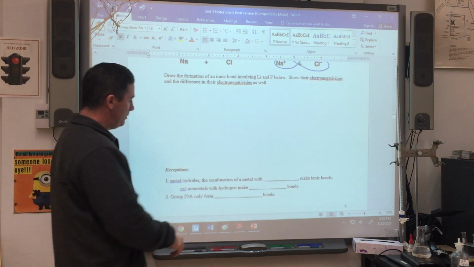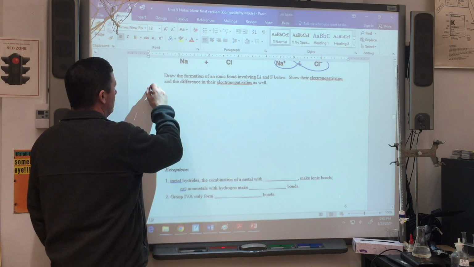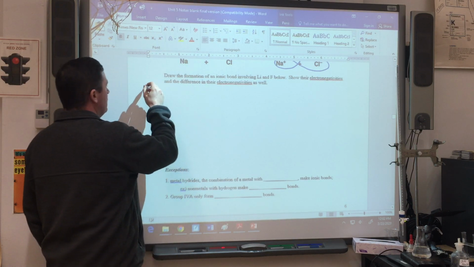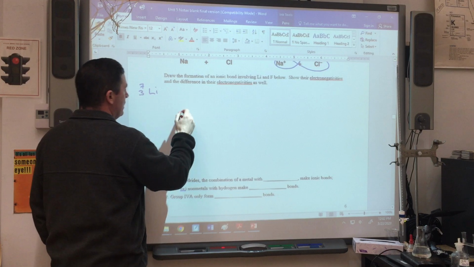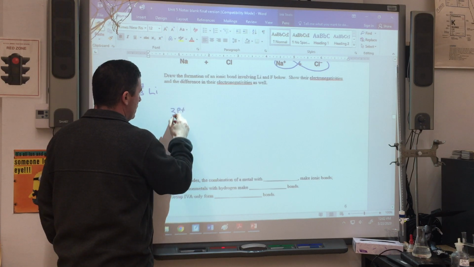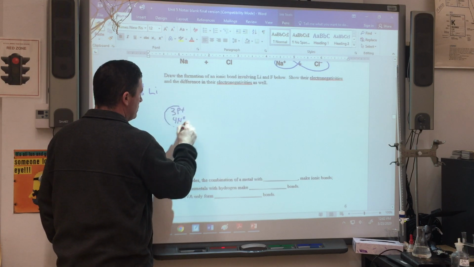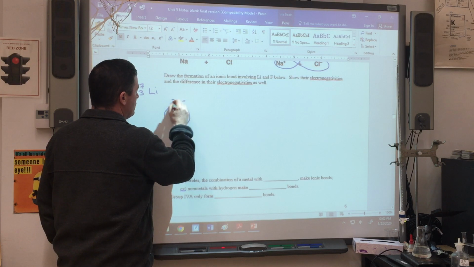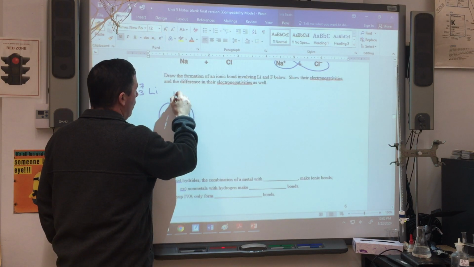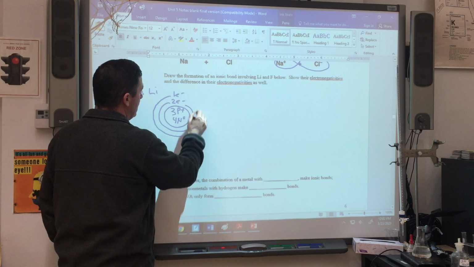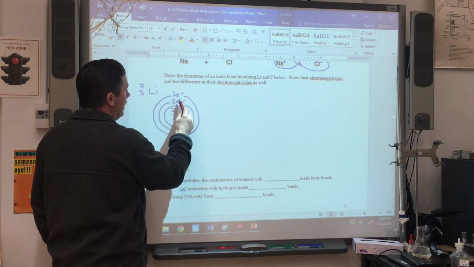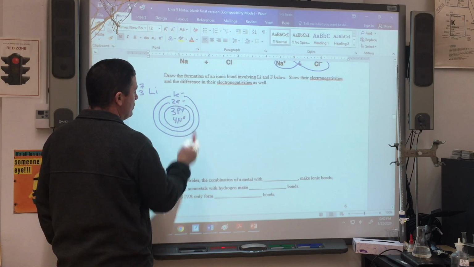Let's see if we can do lithium and fluorine. Lithium is 7,3. It has 3 protons, 4 neutrons. It has 2 electrons in the first shell and 1 in the second. That makes it in group 1 and period 2 because it has 2 energy levels.